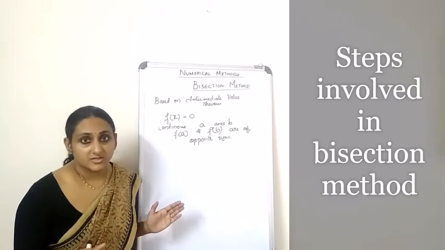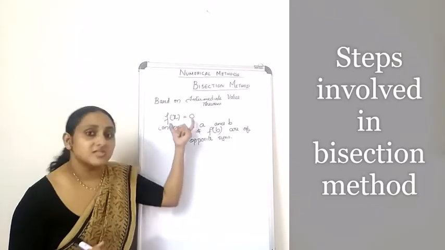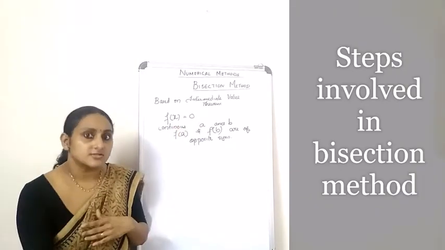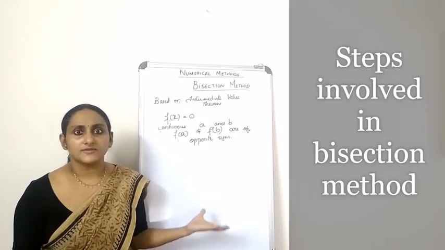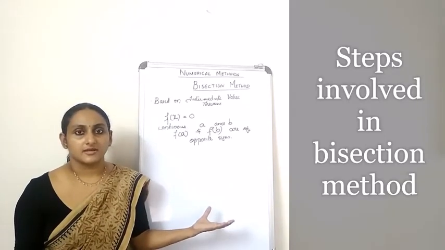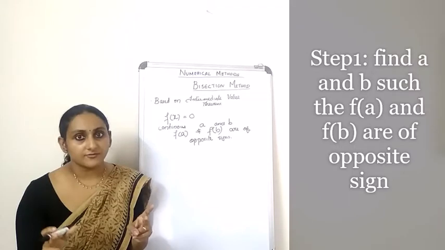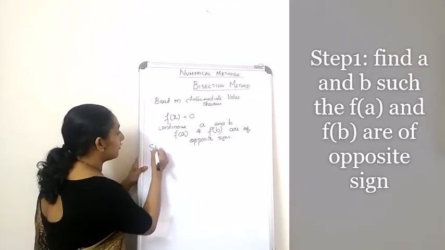So coming back to the bisection method, when you get a function like f of x, and if you are asked to find out what are the roots of f of x, the first step that you have to follow, step 1.